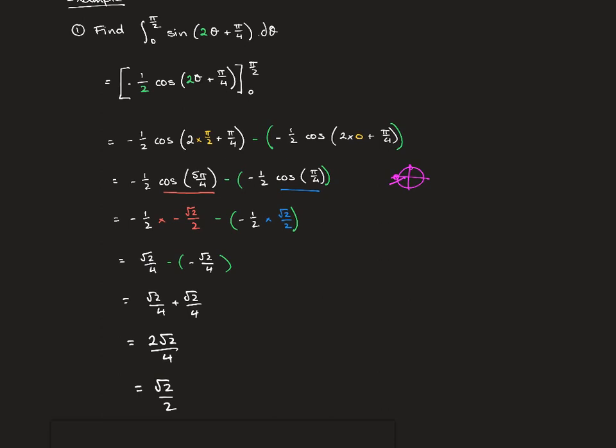So you need to make sure that you are remembering your exact values for your trig functions and your quadrants that are positive and negative for your sine and cos values. Let's do another example.